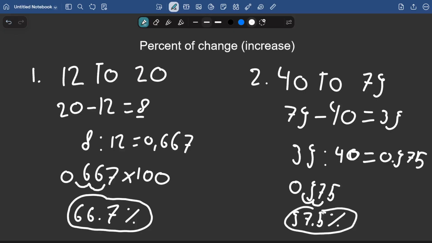So this is our answer to the second one. This is a very simple way to get the percent of change and increase.